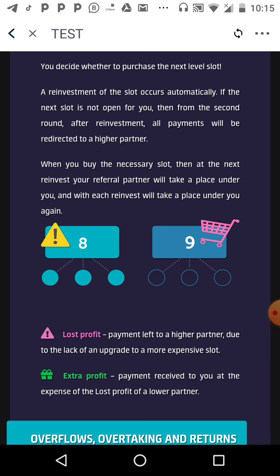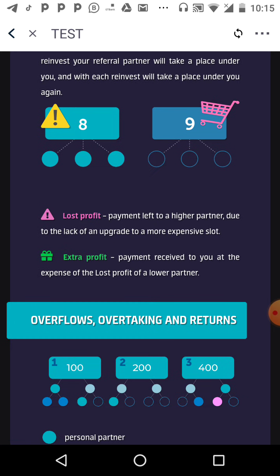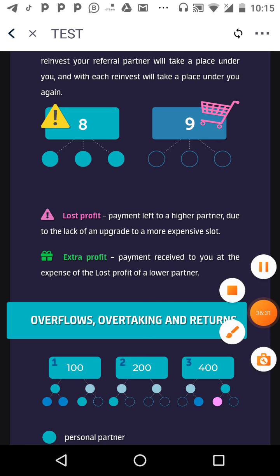When you buy the necessary slot, then at the next reinvest, your referral partner will take a place under you, and with each reinvestment, they take a place under you again. So this is a picture of a sign, a caution sign.